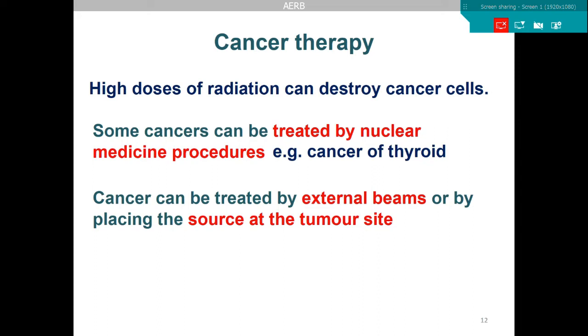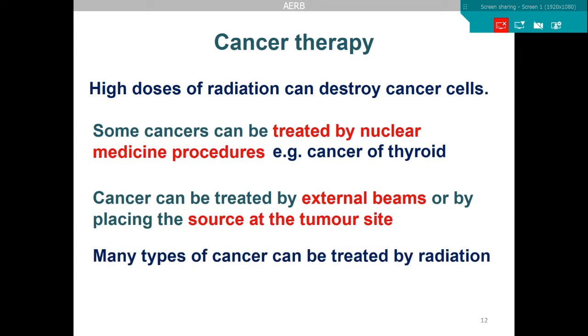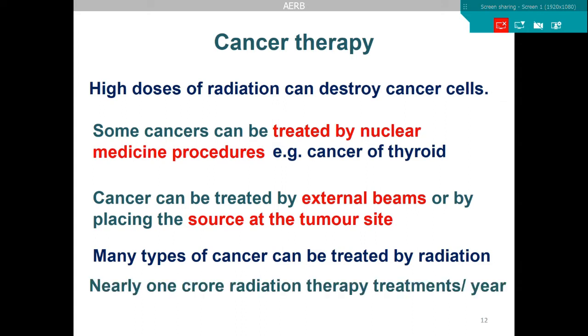Now, cancer can be treated by external beams or by placing the source at the tumor site. We will see examples in the next slides. Many types of cancer can be treated by radiation as a preferential mode of treatment. Nearly 1 crore radiation therapy treatments per year are being carried out today.